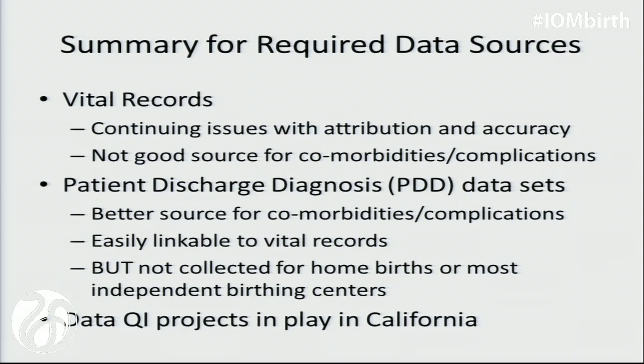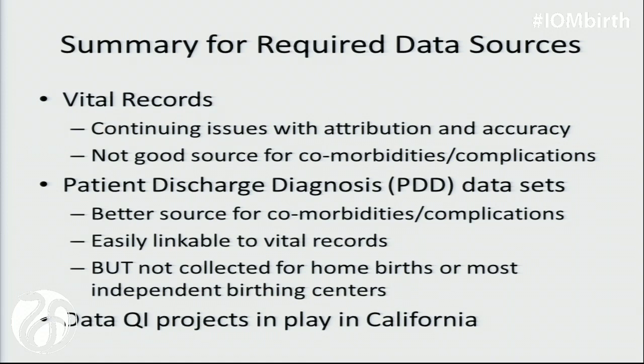So what we have for vital stats is continuing issues with attribution and accuracy, not such a good source for comorbidities. The patient discharge diagnosis file that every hospital submits in the United States to some entity, and that varies from state to state, is actually a pretty good source for comorbidities and complications, and it's easily linkable to vital records, and we're going to show that in California. But it's not collected for home births or even for birth centers, because this is a hospital discharge diagnosis set.